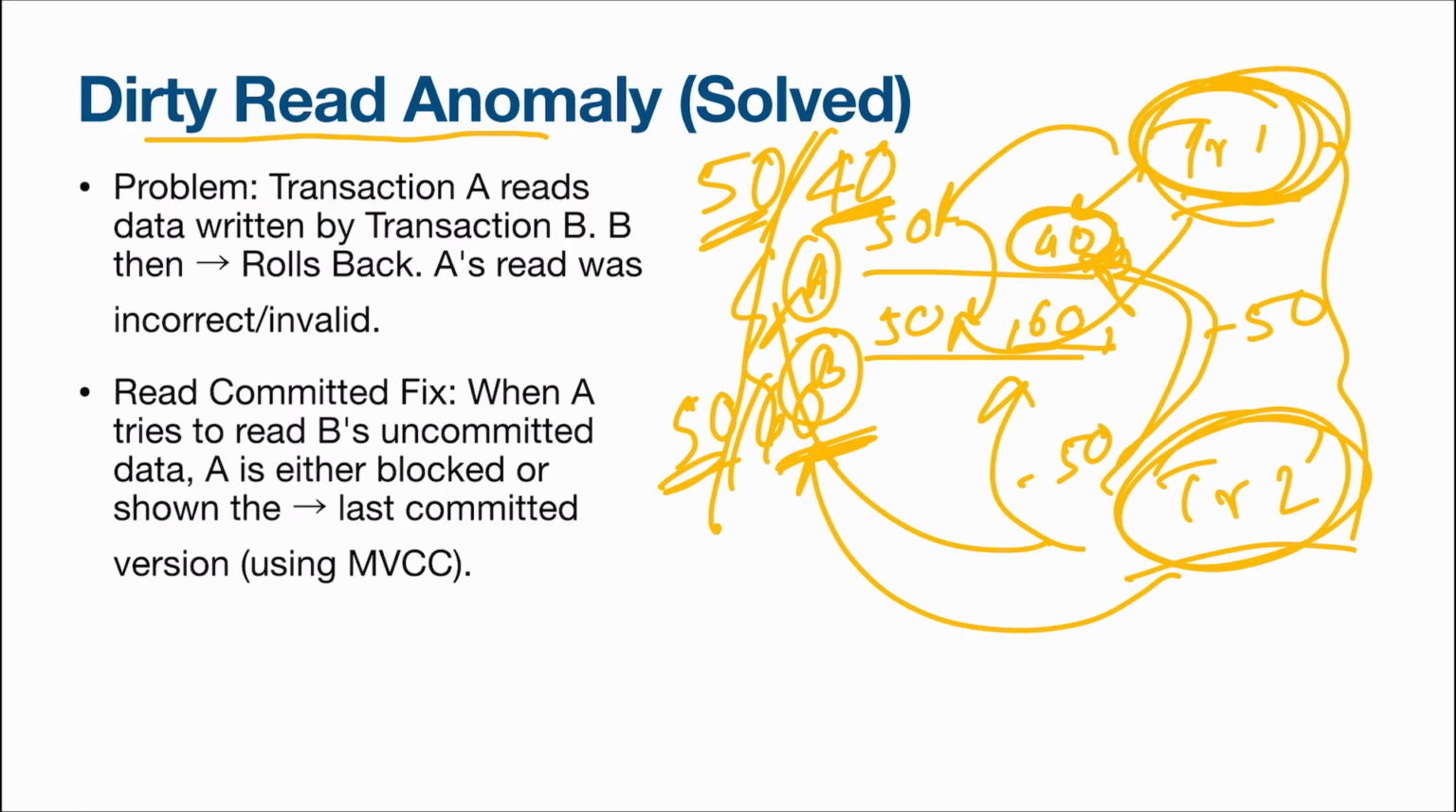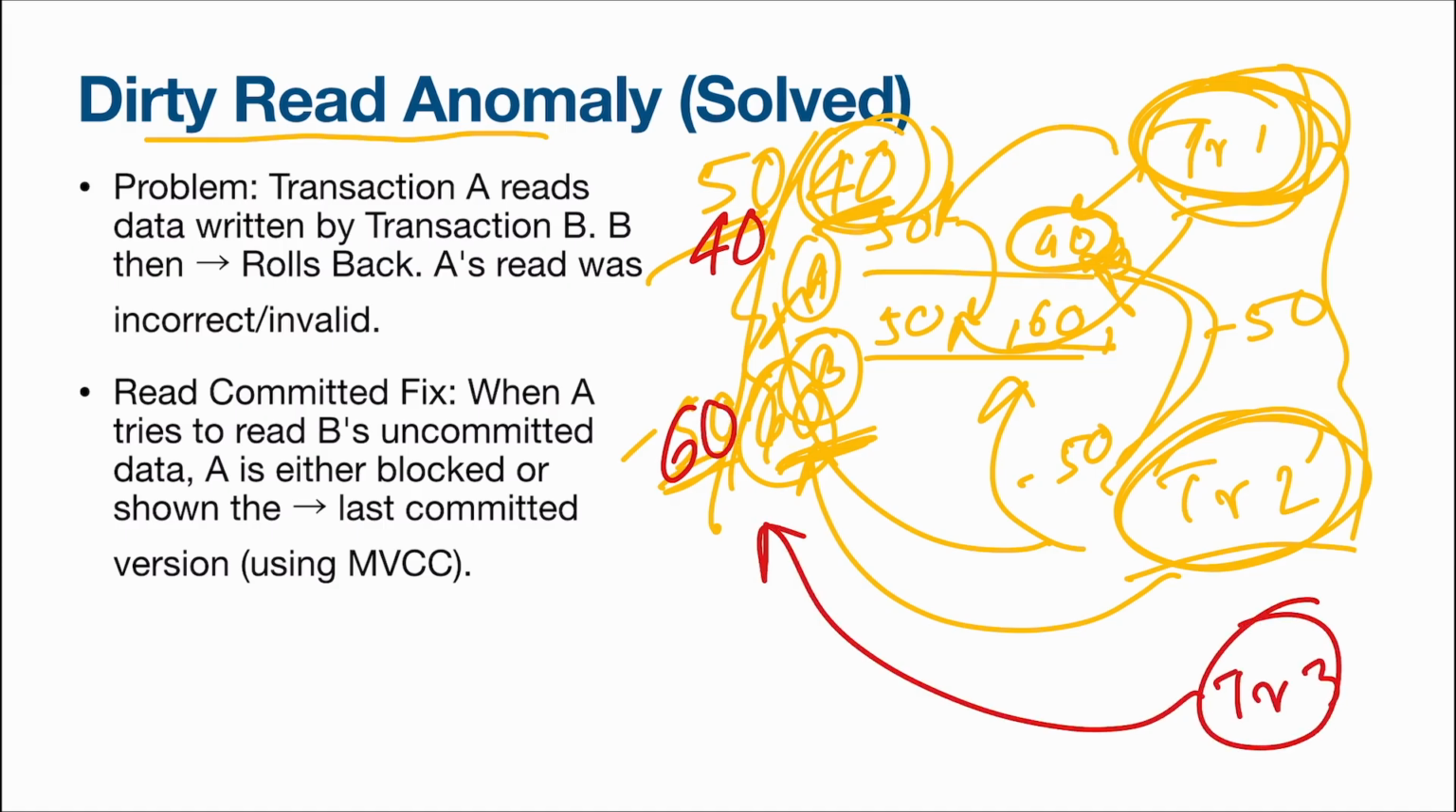But when transaction 1 is committed, the updated values would be 40 and 60, and in that case we don't need to maintain the old values, and only the new values would replace the old values, which are 40 and 60. If another transaction 3 tries to read the value, it will read values 40 and 60.